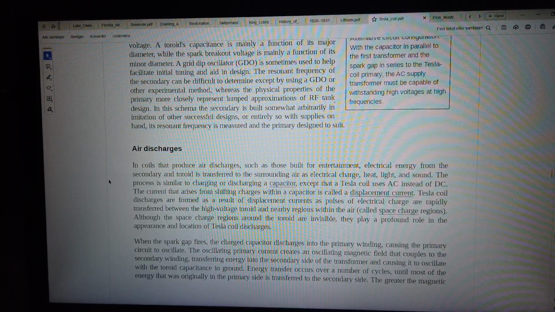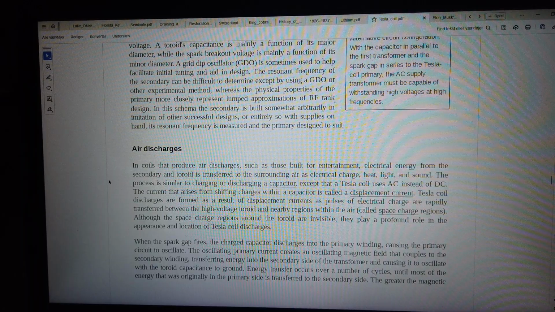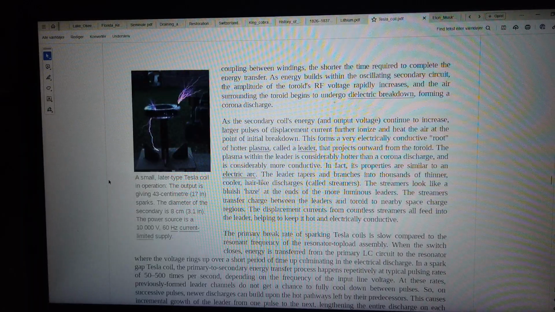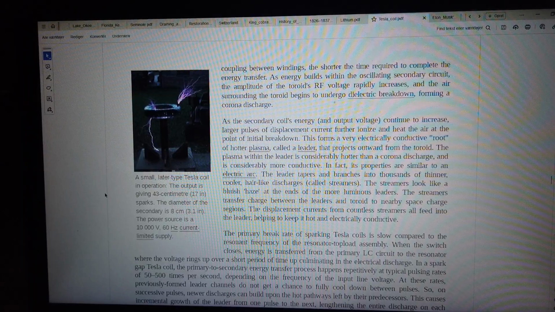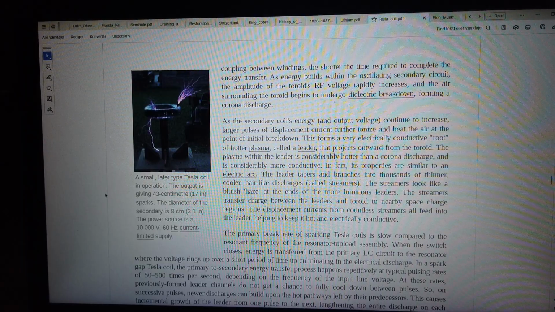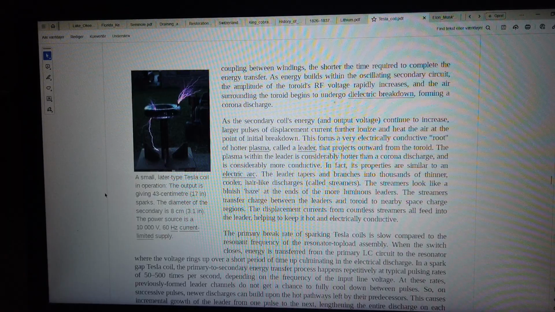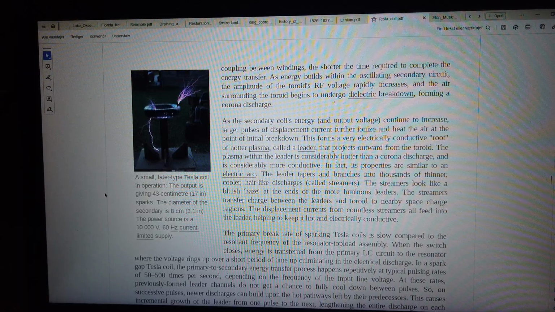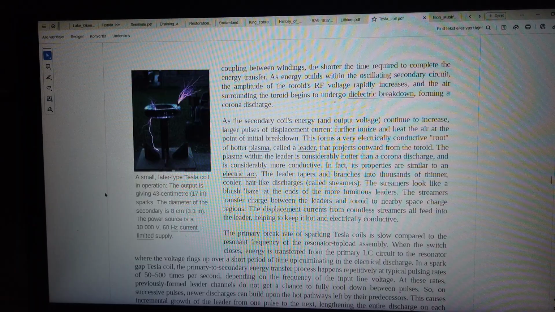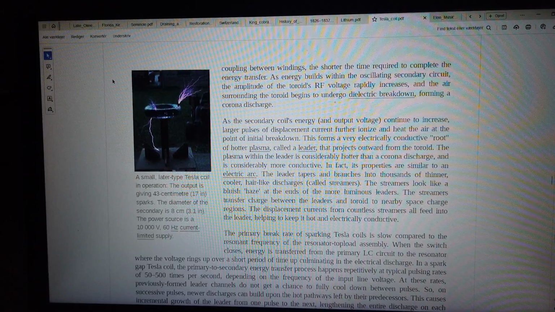The greater the magnetic coupling between windings, the shorter the time required to complete the energy transfer. A small, later type Tesla coil in operation, the output is giving 43 cm, 17 in, sparks. The diameter of the secondary is 8 cm, 3.1 in. The power source is a 10000 V, 60 Hz current limited supply.